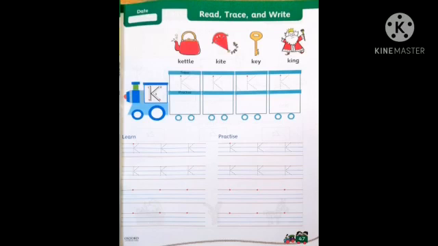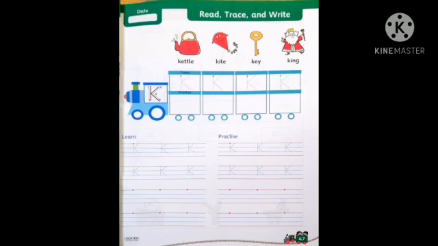Now come to book page number 47. Here you have to write letter K. You have to do practice. First of all, you make a straight line just like a one. Start it from the first line and finish it on the third line. Letter K will be on the first three lines. Then you have to make two arms.